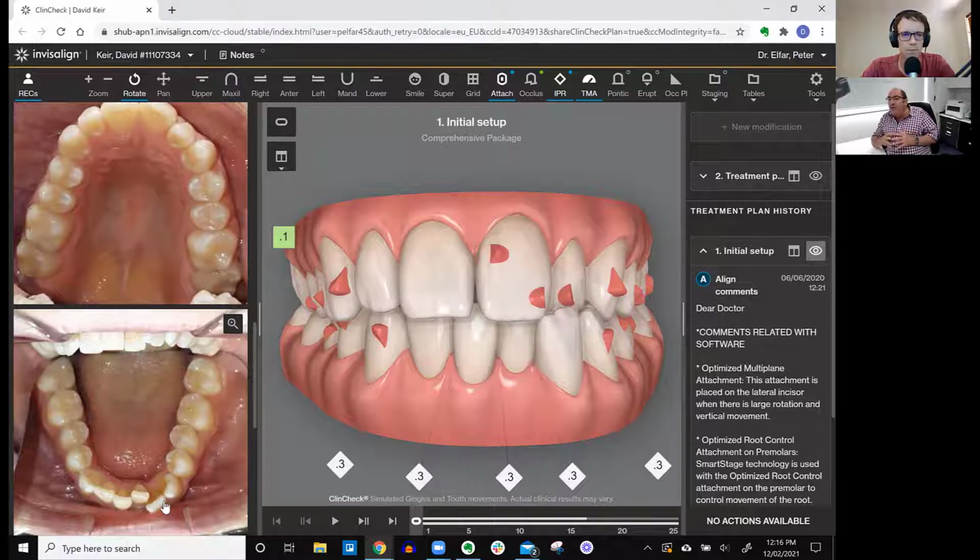So when you've got a Bolton discrepancy, you're either going to do a lot of IPR, which is exactly what they've done here on your ClinCheck, okay?